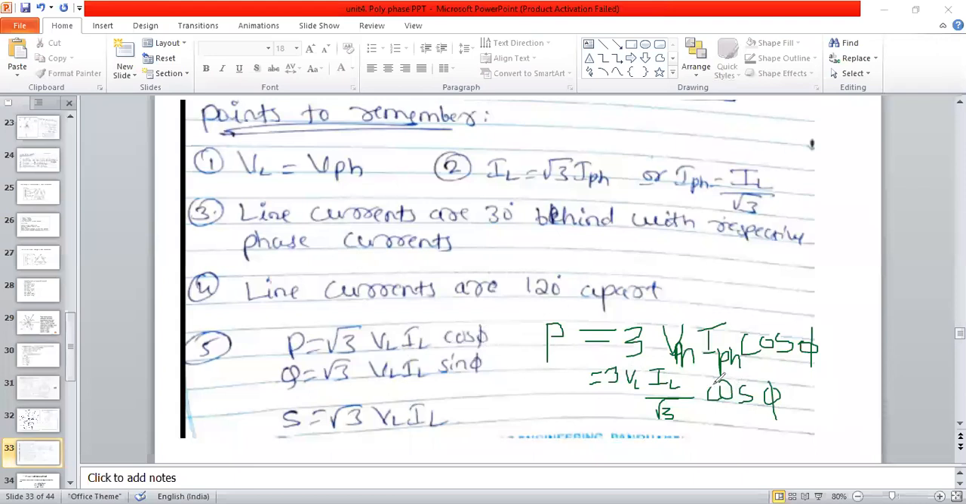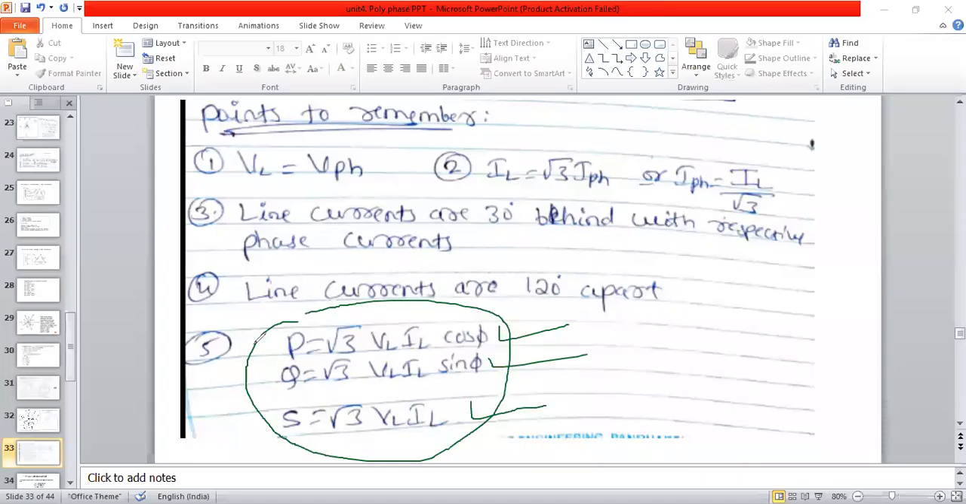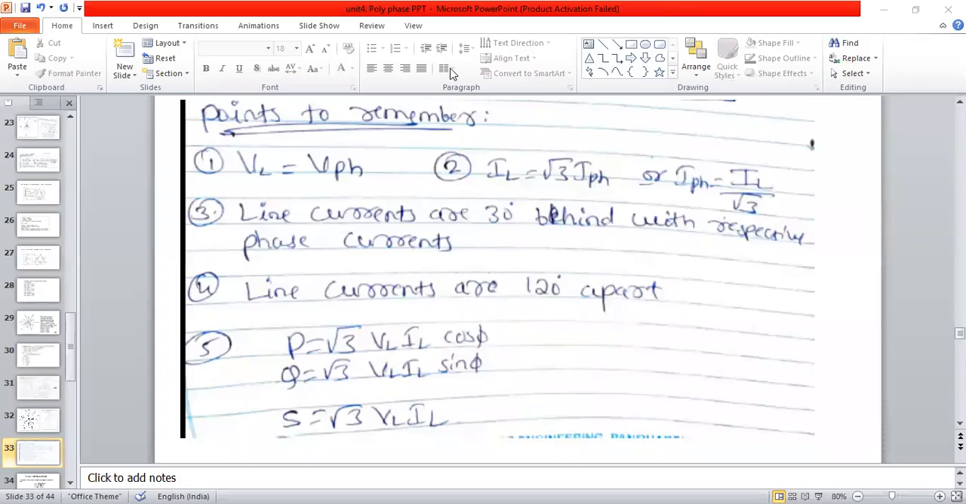So it doesn't matter whether it is a delta connection or a star connection. The active power formula, reactive power formula and apparent power formula for both star and delta connection are the same. These are the formulas we are going to use here. Is it clear? Yes, sir. So we'll stop here and continue in the next class.